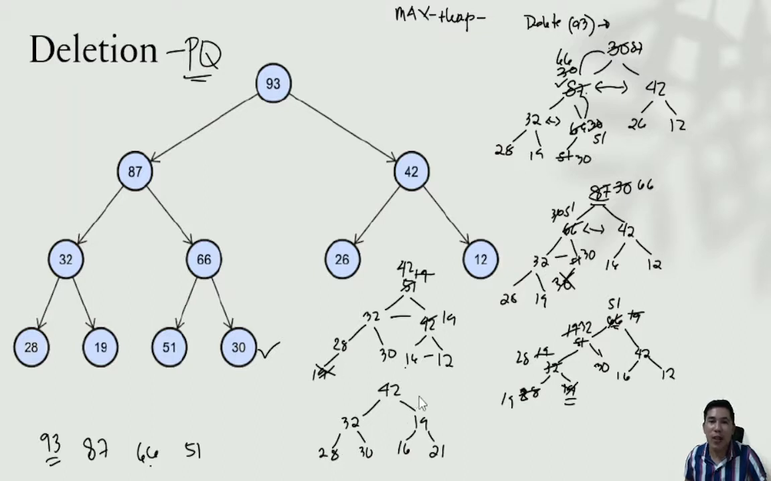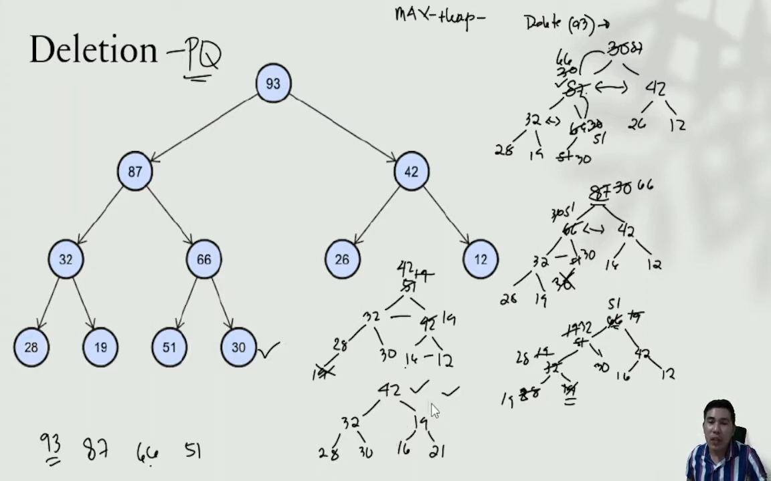Then we check. Is it a complete binary tree? Yes. Is it following the heap order property? Let's check. Is 42 greater than its children? Yes. Is 32 greater than its children? Yes. Is 19 greater than its children? Yes, all. So therefore, we performed the correct deletion.